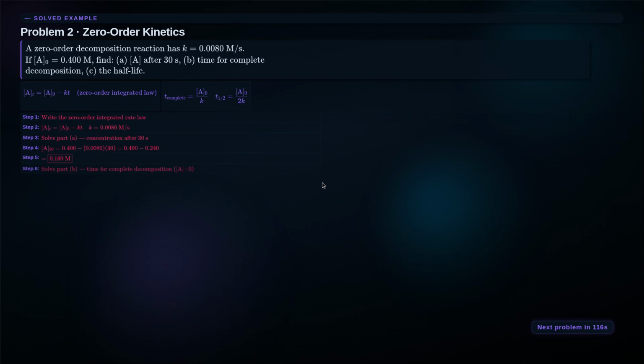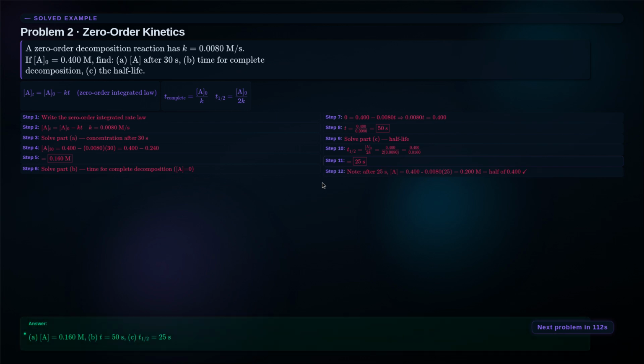Problem 2. Zero-order kinetics. A zero-order decomposition reaction has k equals 0.0080 molar per second. The initial concentration is 0.400 molar. Find Part A, concentration after 30 seconds. Part B, time for complete decomposition. Part C, the half-life. Let's solve.